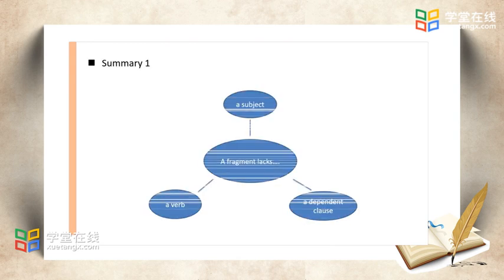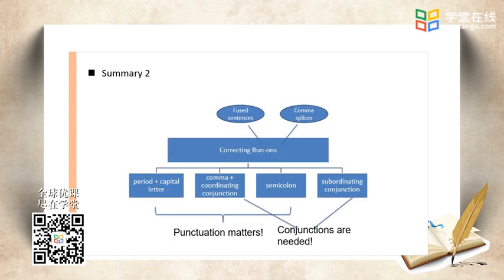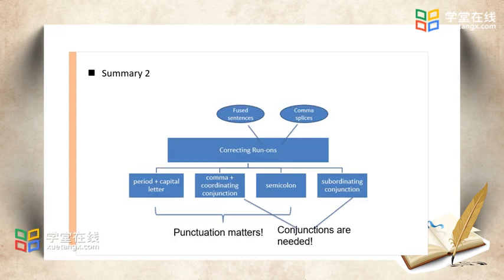We've learned that a sentence fragment might lack a subject, a verb, or a dependent clause. There are 4 methods to correct 2 types of run-ons. Remember that both punctuation and conjunctions matter.